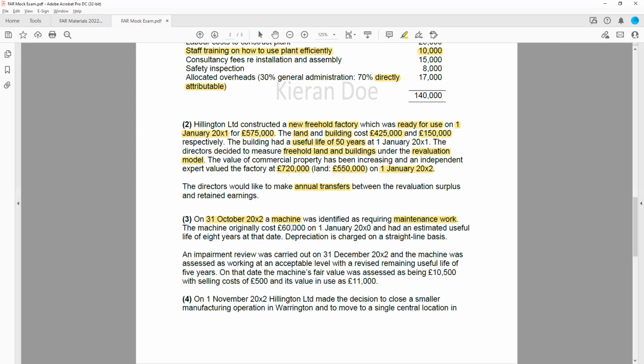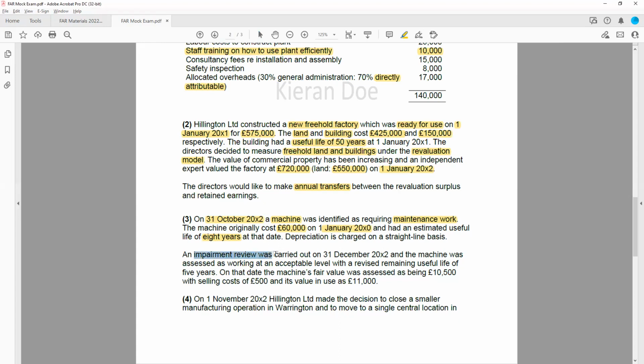The machine originally cost 60K, on the 1st of Jan X0, so 3 years before the end of the year we're looking at, and had an estimated useful life of 8 years. We know how long it's been depreciated over. So they haven't told us the carrying amount, they've told us the original cost, and we know the useful life. So therefore we could work out what the carrying amount is at this date. Depreciation on a straight line basis.